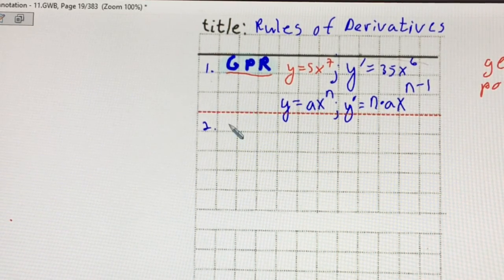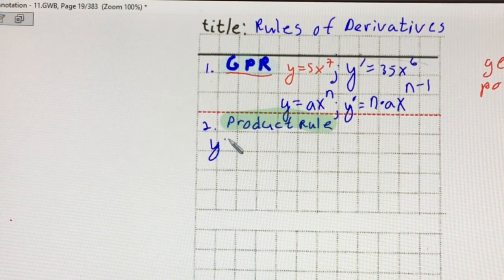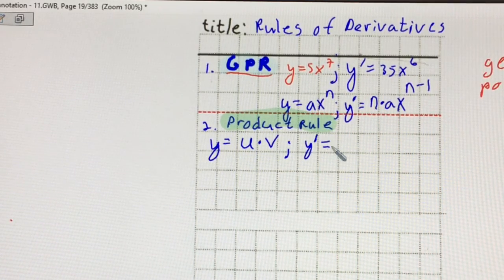Second rule would be product rule. That's where we multiply 2 things together. So if I have some function such as y equals an item u times another item v, we're going to use this thing called the product rule, and it's just a little pattern. Y prime, the derivative, is going to equal u times the derivative of v plus v times the derivative of u.